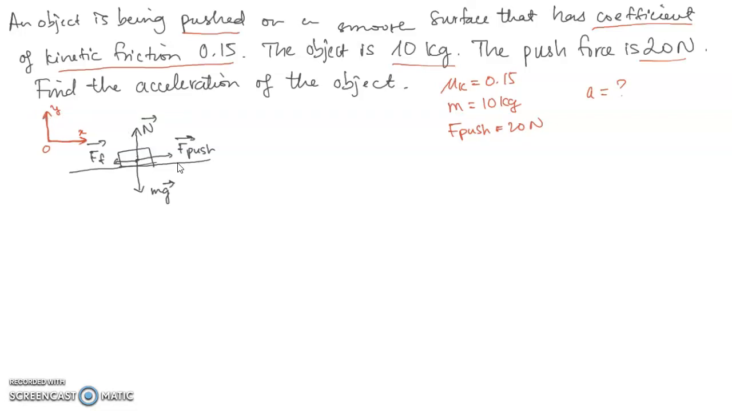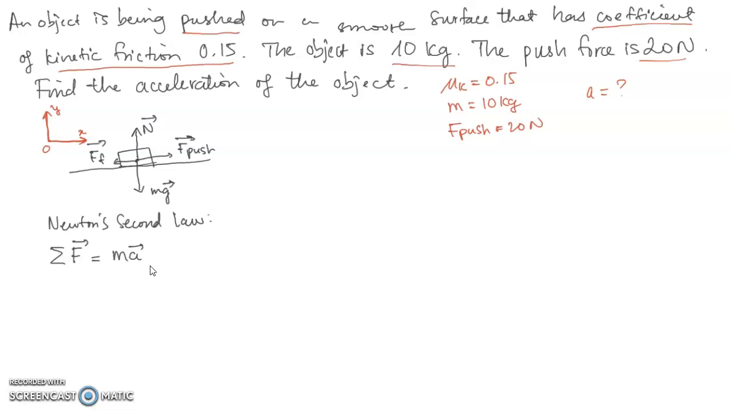The next step is Newton's second law. Newton's second law says that the sum of all the external forces is equal to mass times acceleration. In this case, do we have acceleration? Yes, we do have acceleration. So in this case, acceleration is not equal to 0.